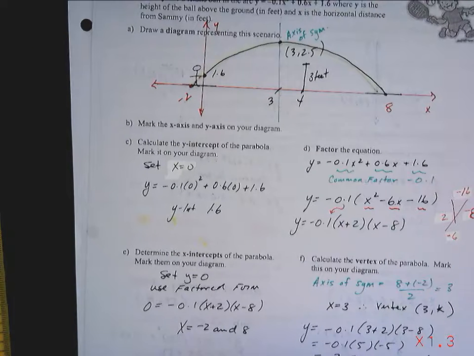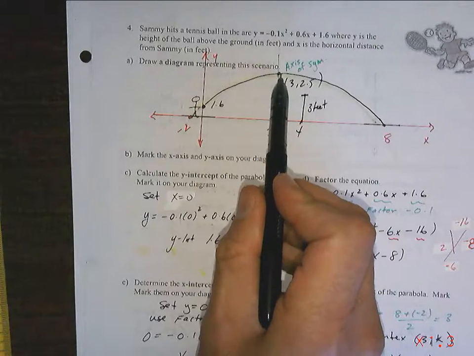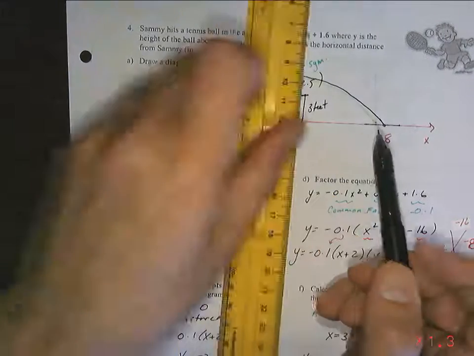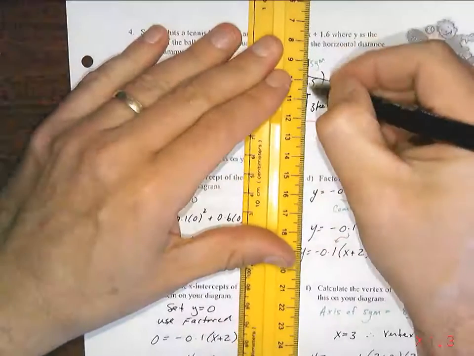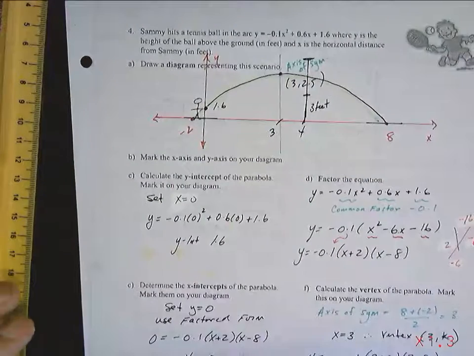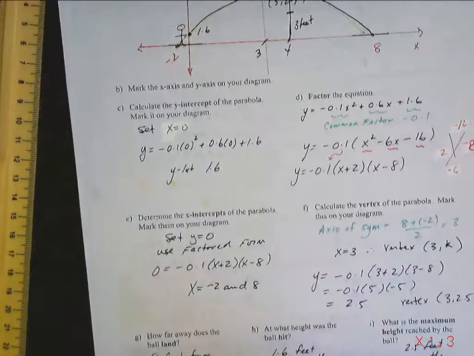Because the vertex is above it. Ah, the vertex is 2.5. That's the highest point, isn't it? Which is 2.5. So if this is 3 feet, it's higher than the vertex. So guess what? Sammy does not clear the net. No, Sammy is sad.